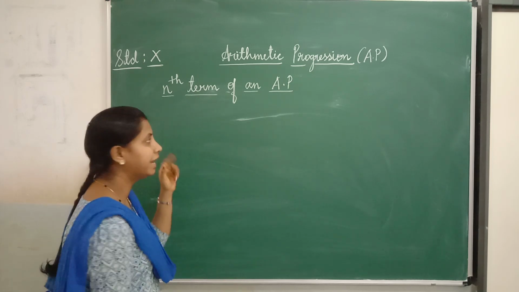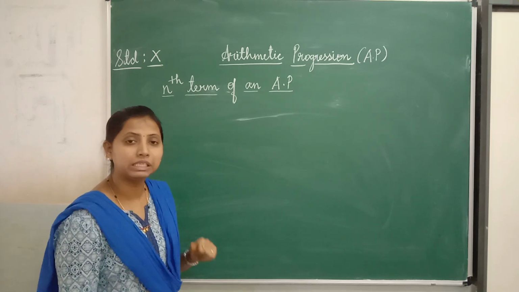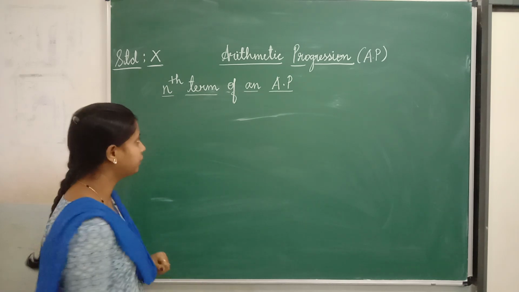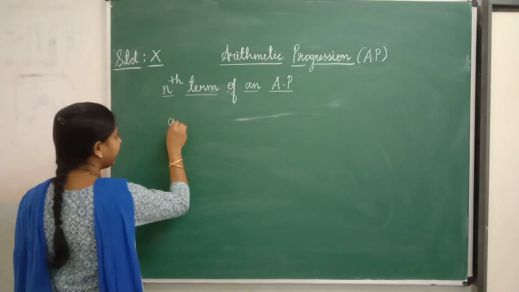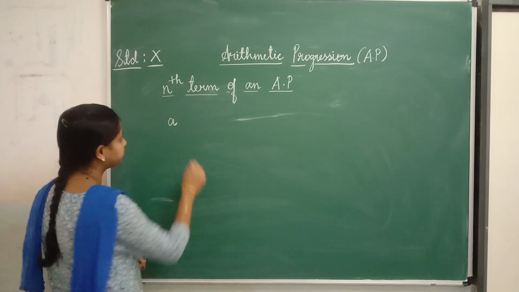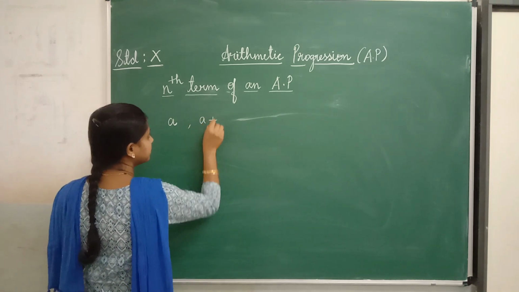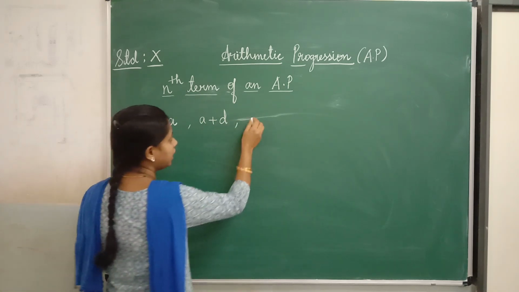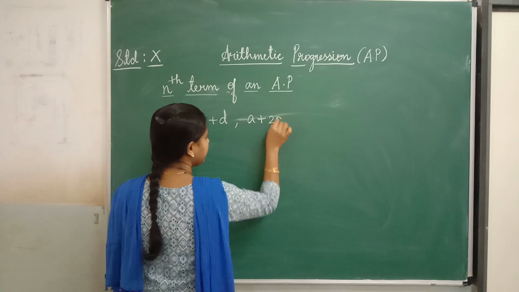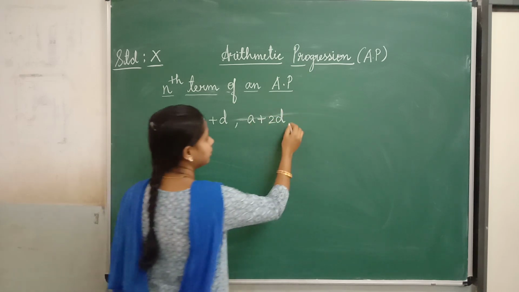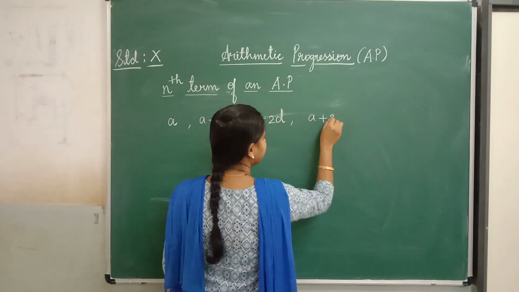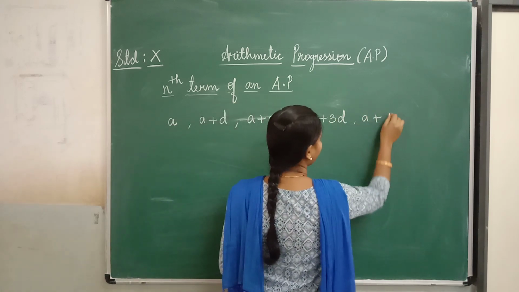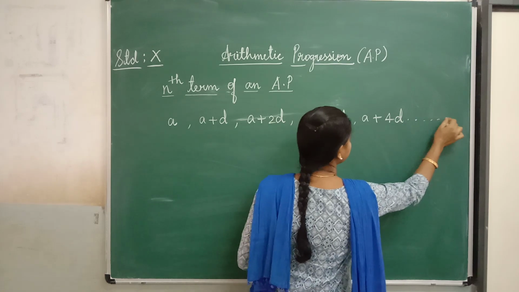So today we will study how to find the nth term of an AP. To find the nth term of an AP, firstly we will write the standard form of an AP. So what is the standard form of the AP, children? A is the first term of the AP. Then A plus D is the second term of the AP. Third term of the AP you get by A plus 2D. Fourth term A plus 3D. Fifth term A plus 4D and so on.